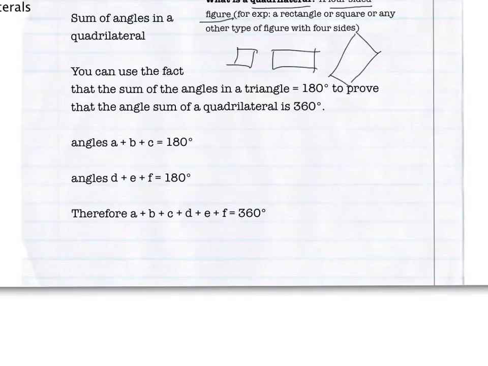Some properties of a quadrilateral. So, you can sum the angles in a quadrilateral. And we know you can use the fact that the sum of the angles in a triangle are equal to 180 degrees. We know that. And we can use that to prove that the angle sum of a quadrilateral is 360 degrees. So, let's look. If we have a triangle, A, B, C, we know that A plus B plus C, so the angles A, B, and C added together are equal to 180.